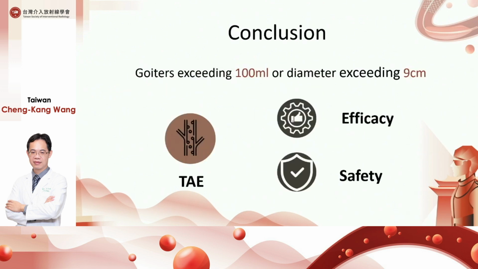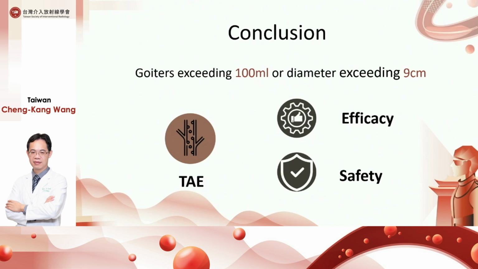So although both RFA and TAE treatment in large thyroid goiter show adequate efficacy and safety profile, when goiter exceeds 100 milliliters or diameter exceeds 9 centimeters, TAE might be a more effective and safer approach than RFA.